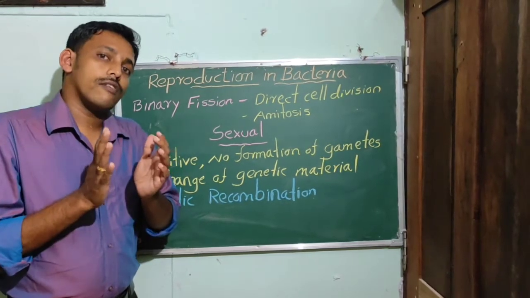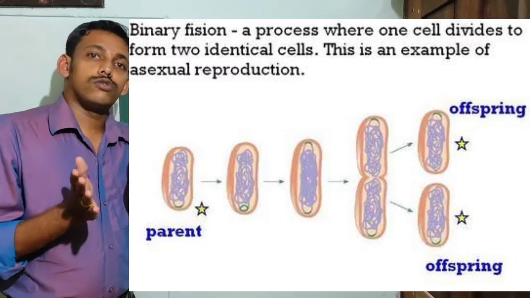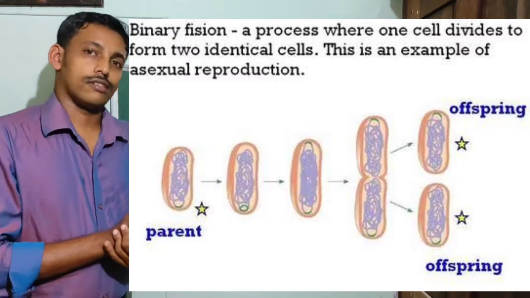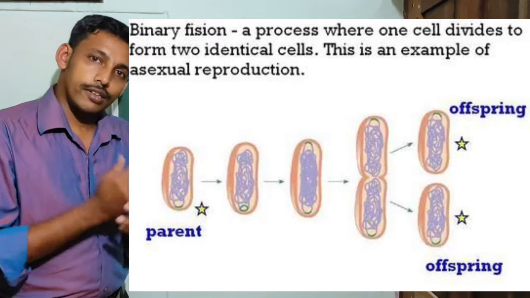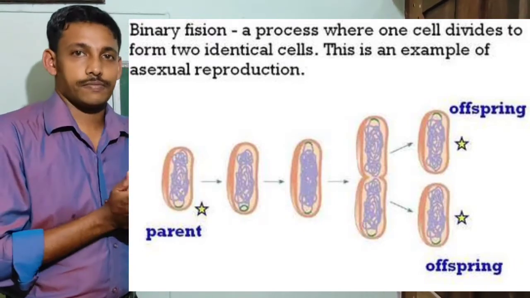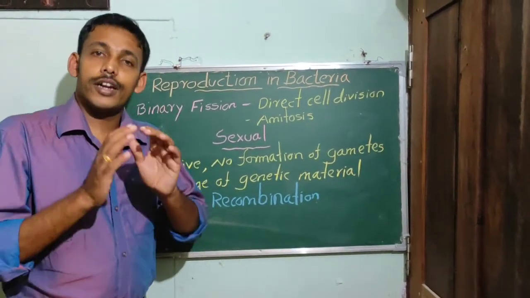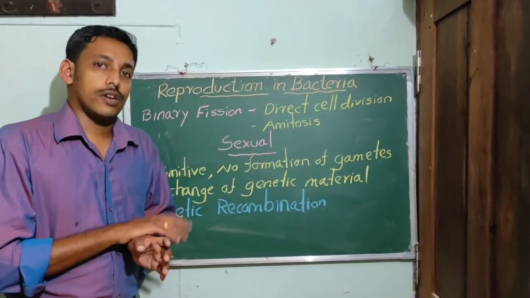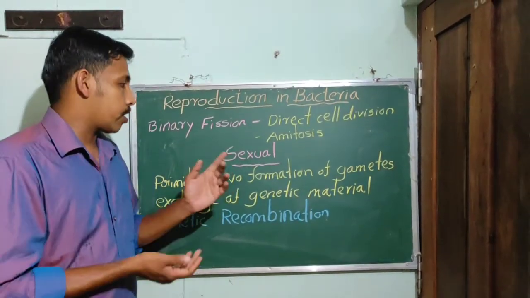Here the bacterium duplicates its DNA and then divides into two equal parts. So it is direct cell division, otherwise known as mitosis. In the bacterial cell the DNA is duplicated, the bacterium duplicates its genetic material and then divides into two equal parts. That is binary fission.